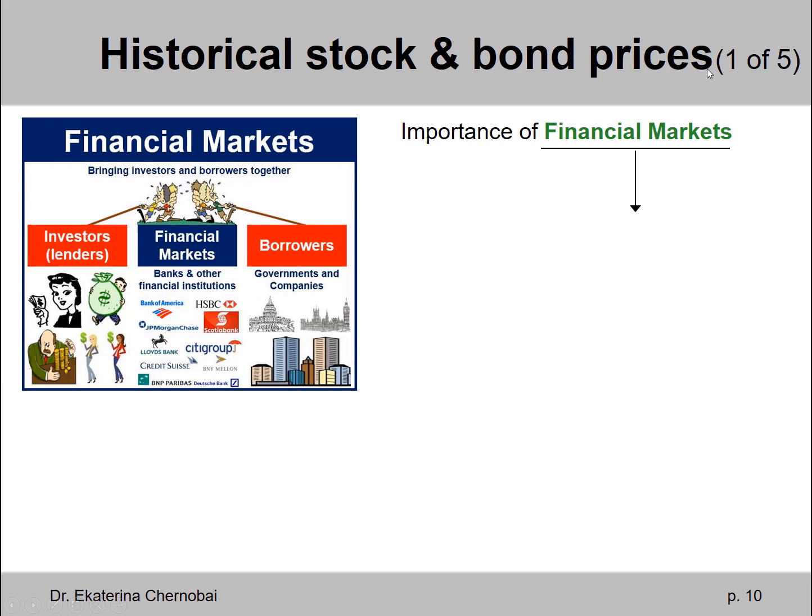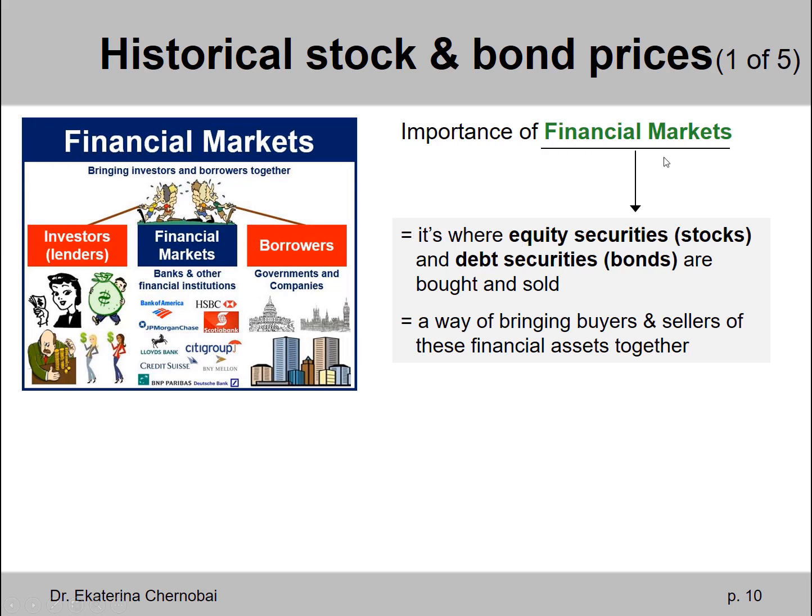Historical stock and bond prices. So let's look at the next 5 slides. Financial markets. What do you mean by financial markets and why are they important? A financial market is not necessarily a physical location where something is traded. It's something more general than that. It's all the different ways that equity securities, also known as stocks, and debt securities, also known as bonds, both issued by companies, are bought and sold.